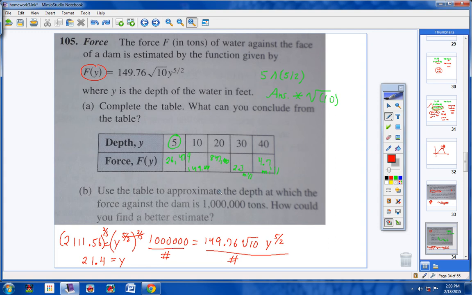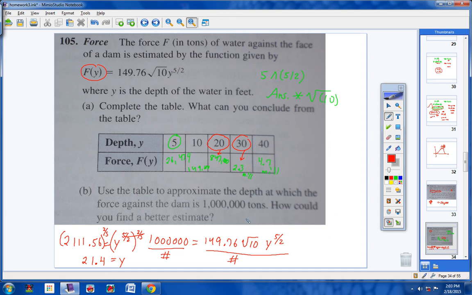But they want us to estimate. So the best way to estimate, guys, is this. Now listen to me. On your table of values, you saw that 20 gave you out 147,000 and 30 gave you out 2.3 million. So I would guess it's going to be in the lower 20s. I would have guessed 23 or 22. The answer is 21.4. But that's how you would estimate, okay? If 20 gives you out not quite a million and 30 gives you out 2.3 million, it's going to be toward the lower end of the lower 20s, okay?